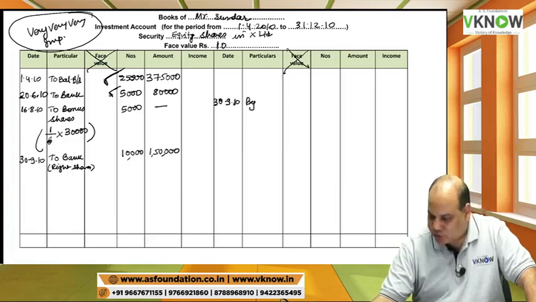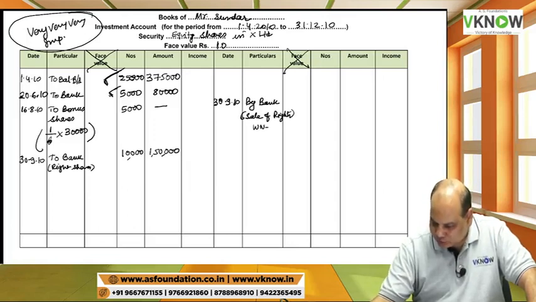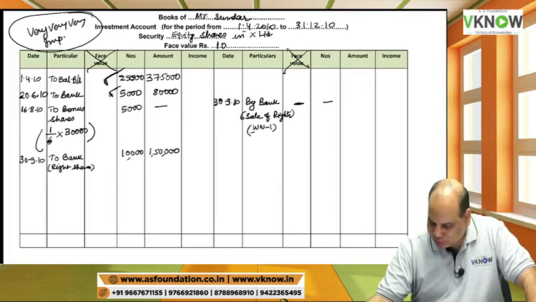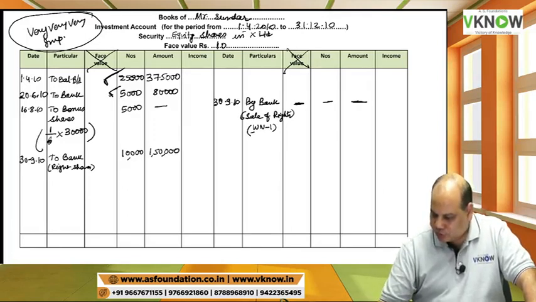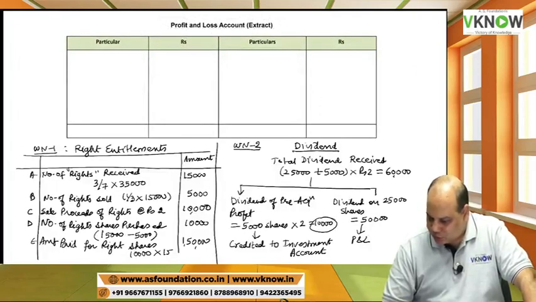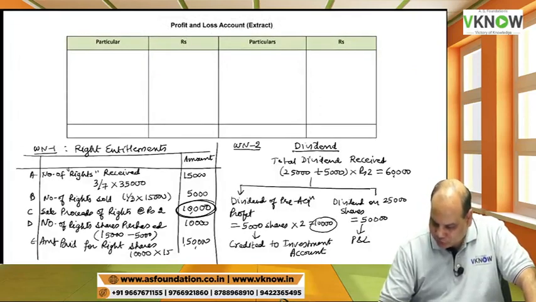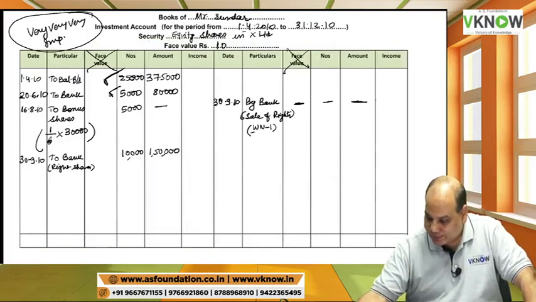And on the same date, 30th September 10, you have sold some rights also. So by bank, sale of rights, working note 1. If you go to working note 1, you have sold some rights, on the screen below, 10,000 rupees here. Can you see 10,000 rupees? Sale of rights 10,000.